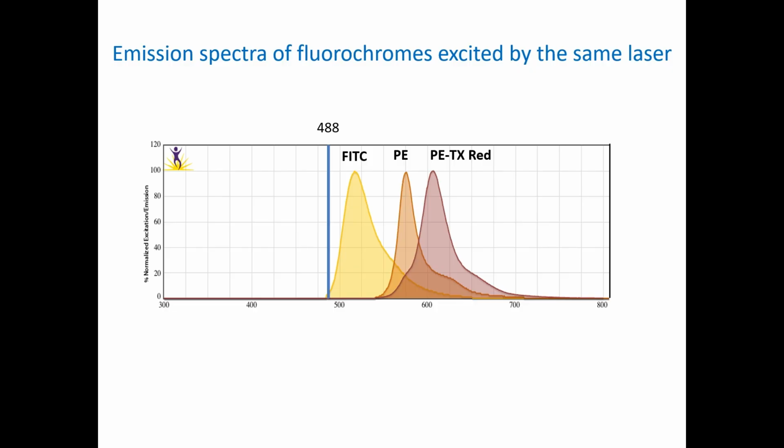Here are the emission spectra of 3 fluorochromes, FITC, PE, and PE Texas Red, all excited by the same 488 laser. Notice that the peaks of the individual emission spectra are distinct and pretty well separated, although they do tail off to the right, so there is some overlap.